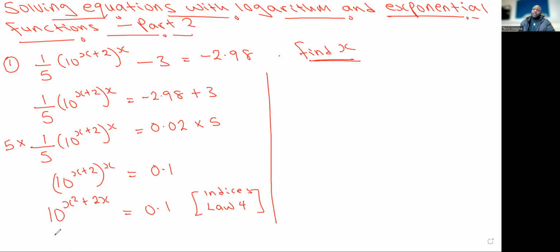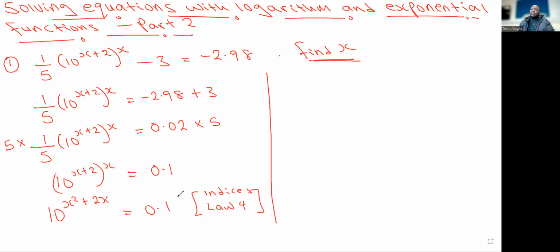we can't move on here because we need to make sure that they have the same what? Base. But I can also apply laws of indices here to convert 0.1, because in one of the laws of indices, I told you 1 over a raised to power m is equal to a raised to power minus m. That is law 5, okay? So please go to my videos on the laws of indices, okay? And try to be very conversant with all the laws of indices, all right?